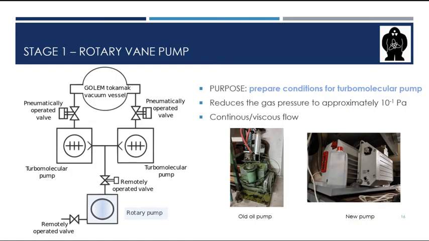The first stage of the system is created by the rotary vane pump. In contrast to the turbomolecular pumps, it can function in the continuous flow regime. Therefore, its purpose is to decrease the pressure, approximately to 10 to minus 1 pascals, so the flow changes to molecular and the turbomolecular pumps can work.